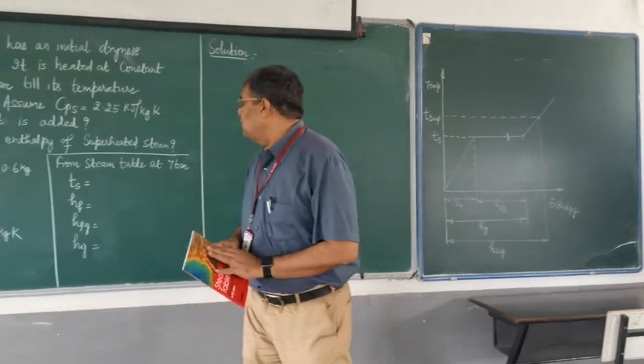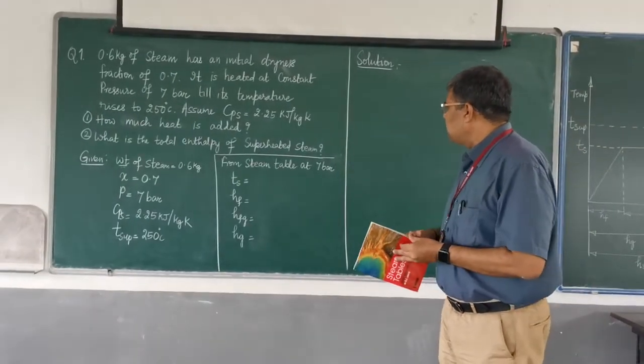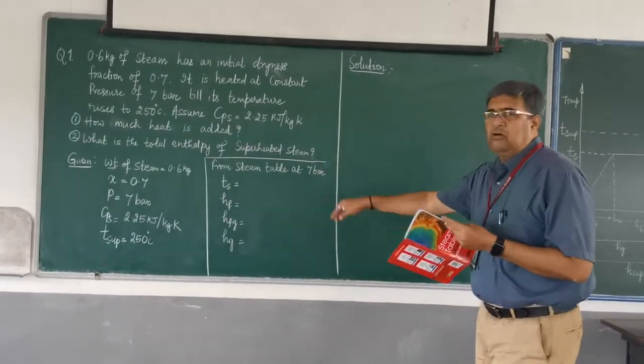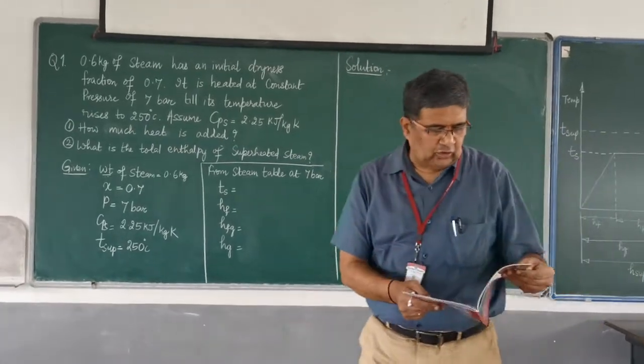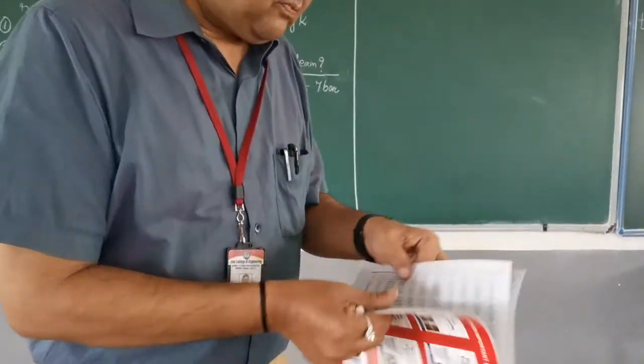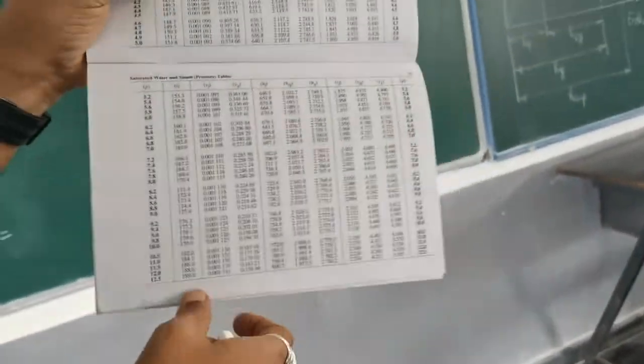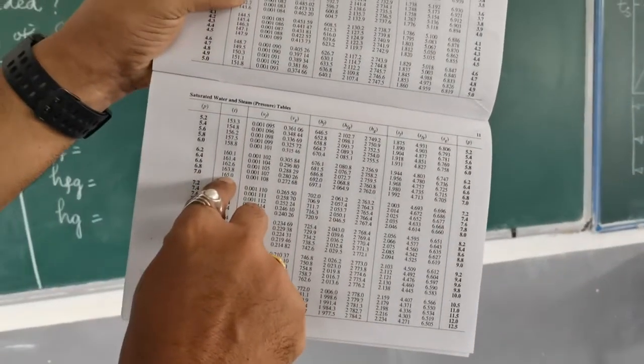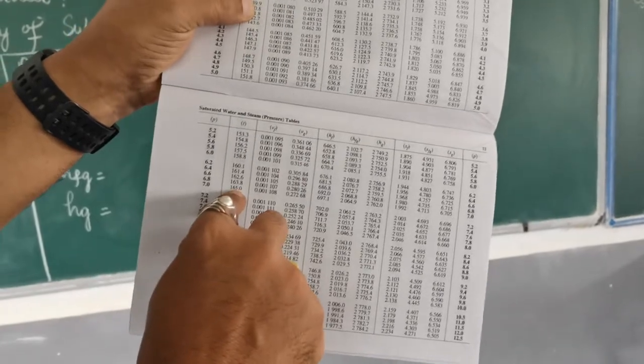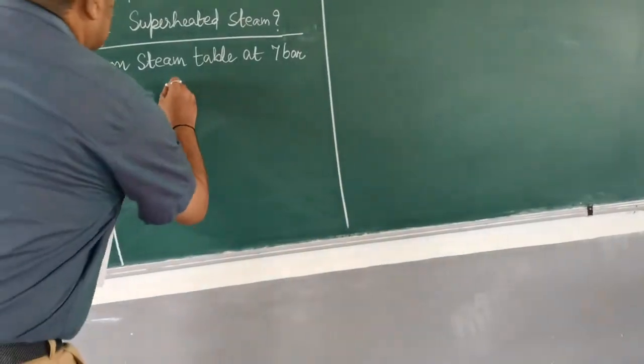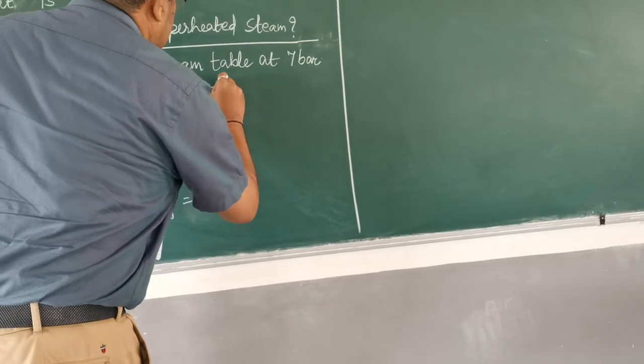So the first thing we do is, from the steam table at 7 bar, we will initially note down all these values. So I'll just show you how to note down the values. You have the pressure here, okay, and at 7 bar we have the saturation temperature as 165 degrees. So I'll write it as 165 degrees centigrade.